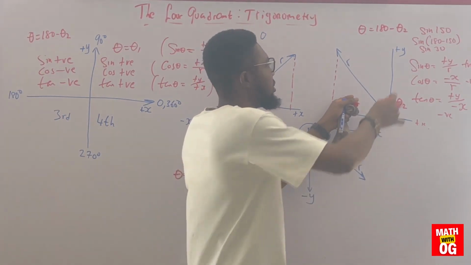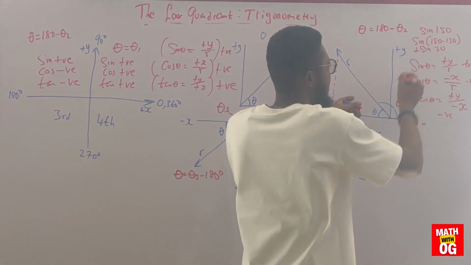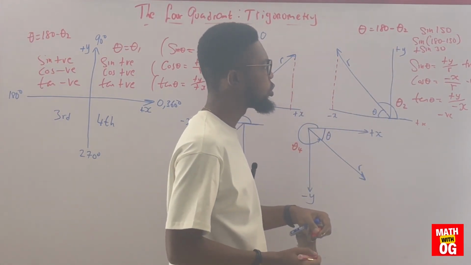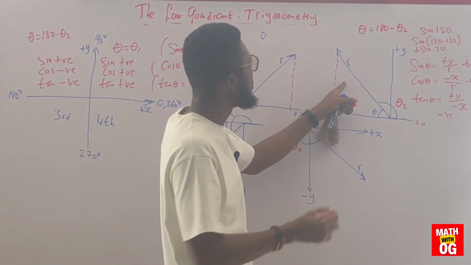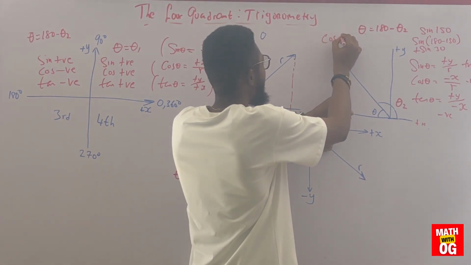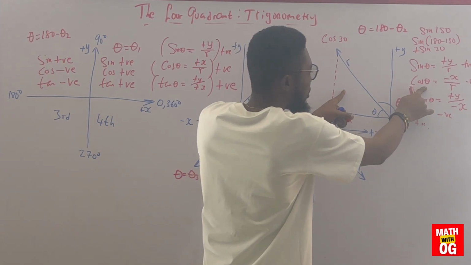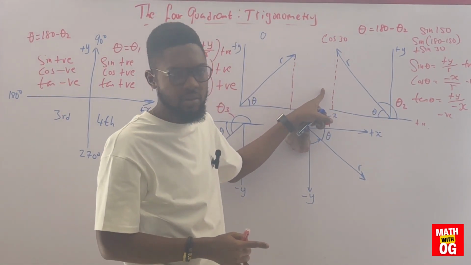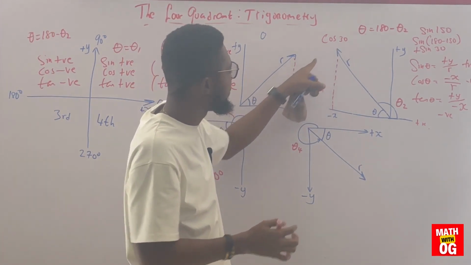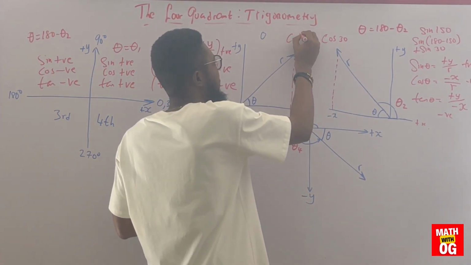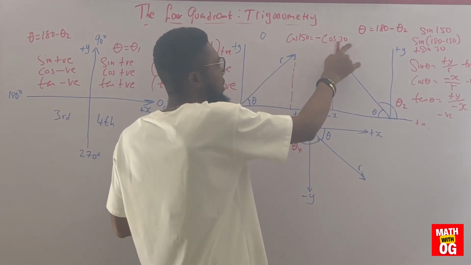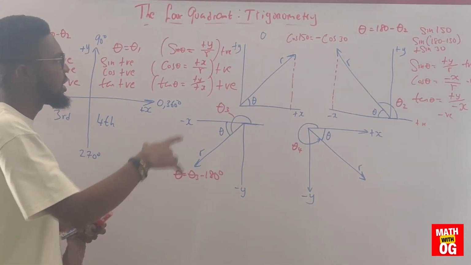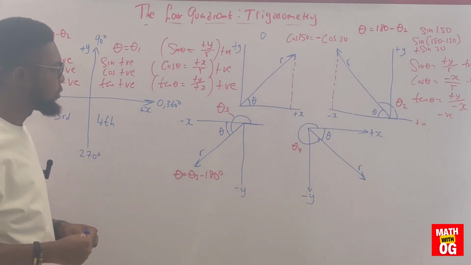Sin is positive. So sin 150 is positive sin 30. However, if I ask you to look for cos 150, cos 150 will also be cos 30. But you ask yourself, cos, is it positive or negative in the second quadrant? Cos is negative in the second quadrant. So cos 150 will be equal to negative cos 30. And we all know that cos 30 is root 3 over 2. So the answer should be negative root 3 over 2.